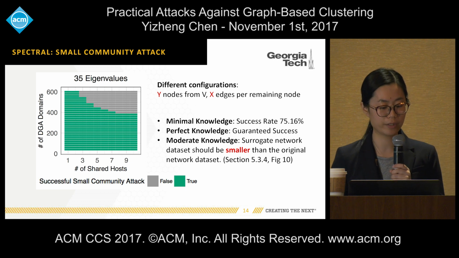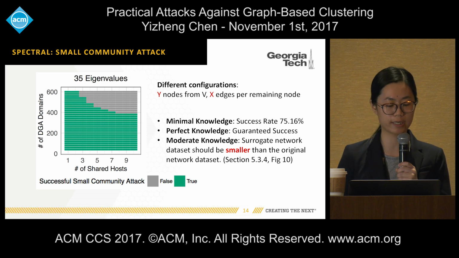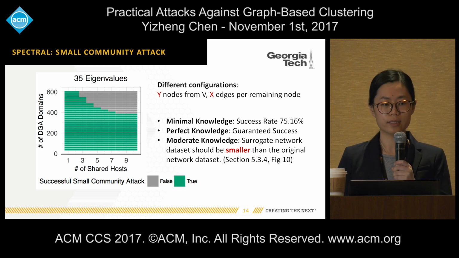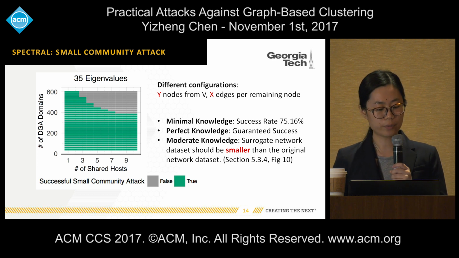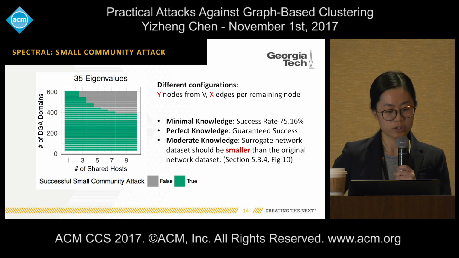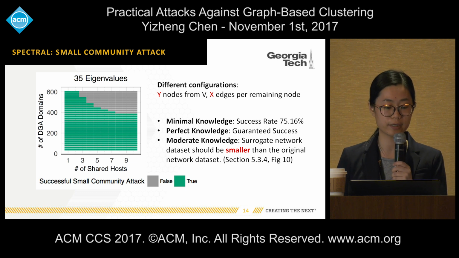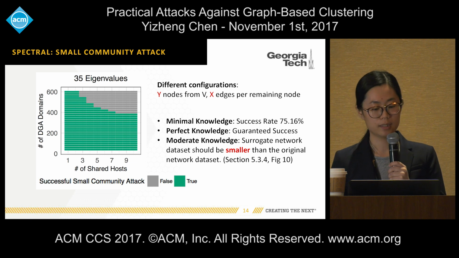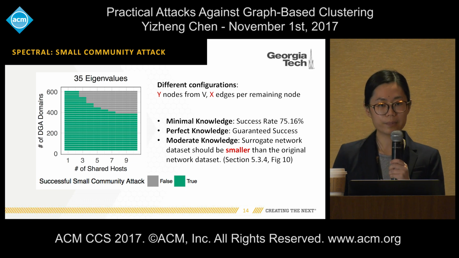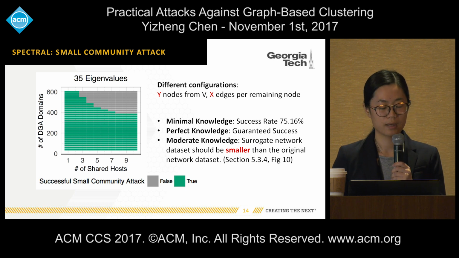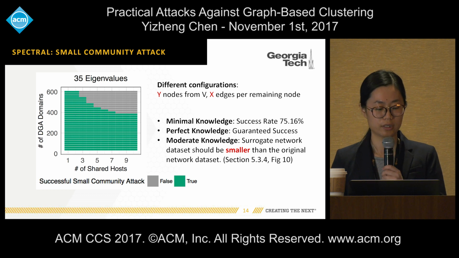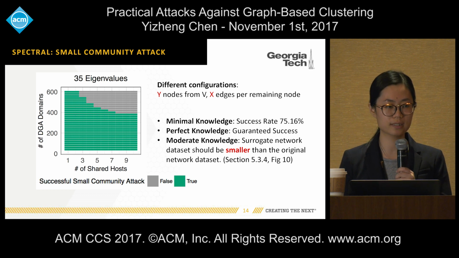Now, each area indicates whether that community is small enough for the system to think the small community can no longer be clustered together. If the attack is successful, then nodes belonging to Suppobox will join the Death Star cluster in spectral clustering. Otherwise, the attack fails. Judging from the successful area in this plot, we derive that if the attacker randomly chooses a configuration for creating the small community, the success rate is 75%. That applies to a minimal knowledge attacker without having access to the entire data set. However, as a perfect knowledge attacker, she can guarantee success by choosing a known successful configuration.